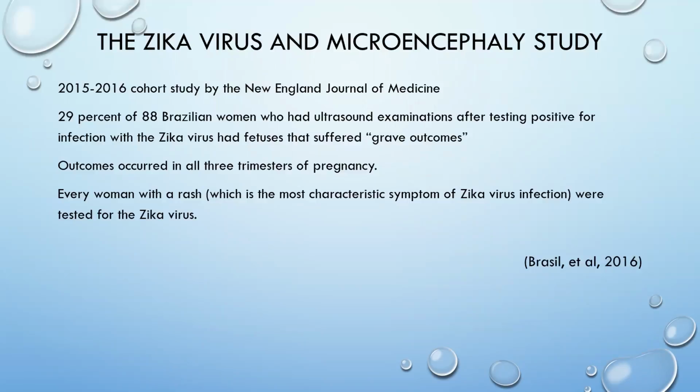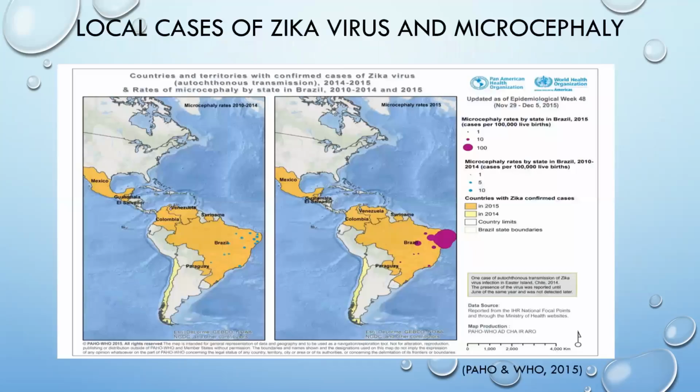This study, which is still in progress, followed 88 pregnant women who visited a fever clinic at the Oswaldo Cruz Foundation Hospital in Rio de Janeiro, one of Brazil's leading research hospitals, between September and February. Every woman with a rash, which is the most characteristic symptom of Zika virus infection, was tested for the Zika virus, and 72 were positive. The tests looked for the virus itself.